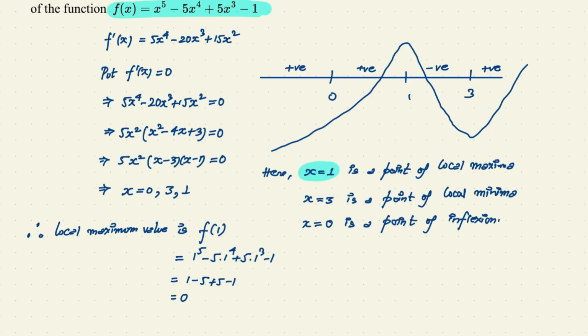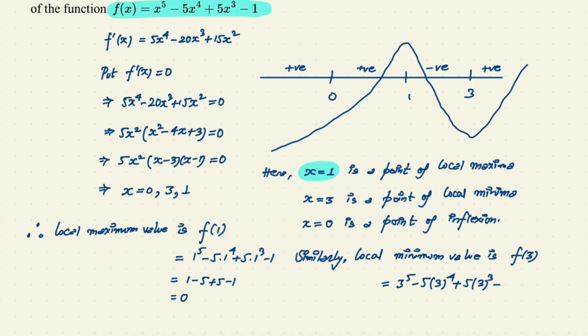Similarly, the local minimum value is f of 3, because 3 is a point of local minima. So let us put the value of 3 in the given function, then we will have 3 to the power 5 minus 5 into 3 to the power 4 plus 5 into 3 cube minus 1. And on solving all these values, we will get minus 28, which is the local minimum value.